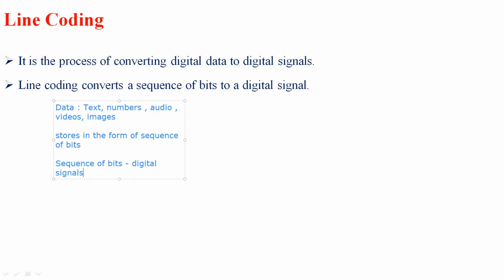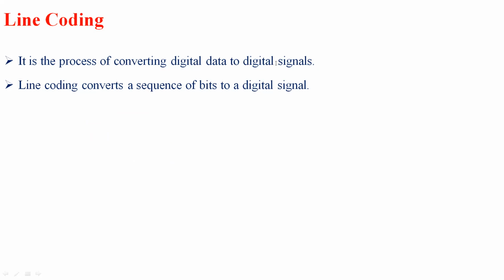So the data may be in the form of text, numbers, audio, video, or images. All this data is stored in the form of a sequence of bits in a computer. By using a conversion technique called line encoding, the sequence of bits is converted into digital signals. So line encoding converts a sequence of bits into digital signals.